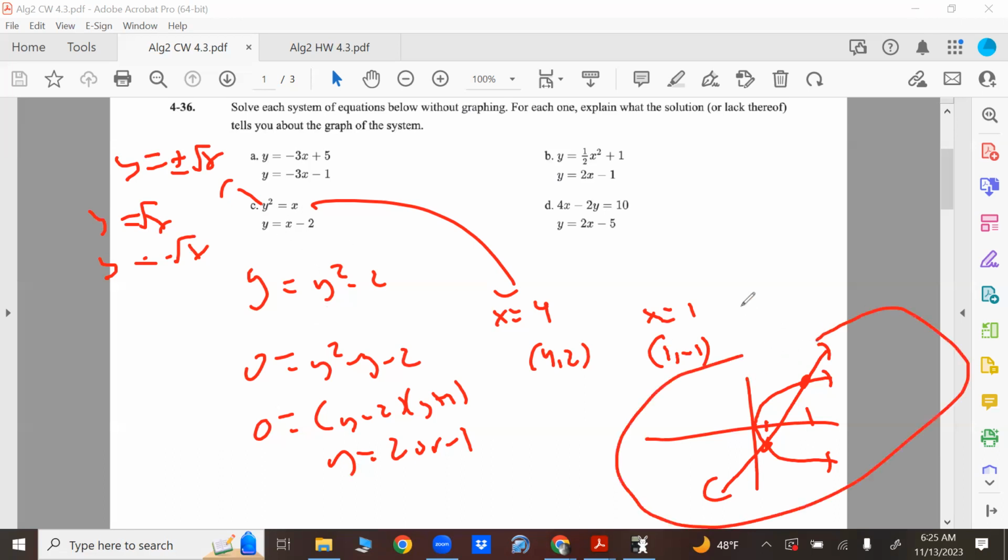And lastly, you have 2 linear equations back again. 4x minus 2y equals 10, y equals 2x minus 5. And right off the bat, actually, I think it's going to be infinitely many solutions, if I'm not mistaken. Now, A, how did I know that was no solution right off the bat? Because I saw 2 lines with the same slope, but different y-intercepts. Those are 2 lines that don't touch. D, I believe they're going to be the same line.